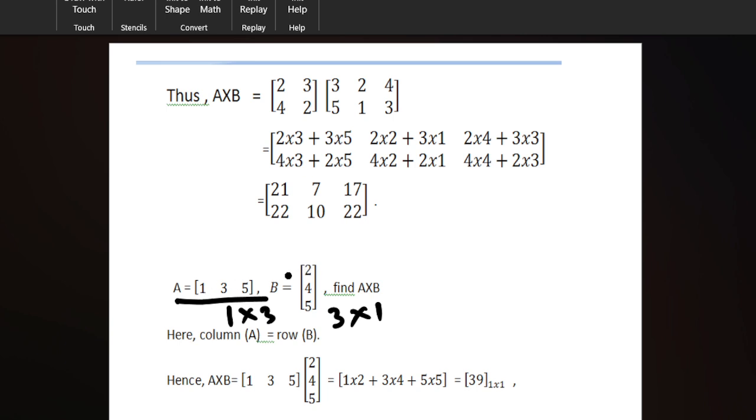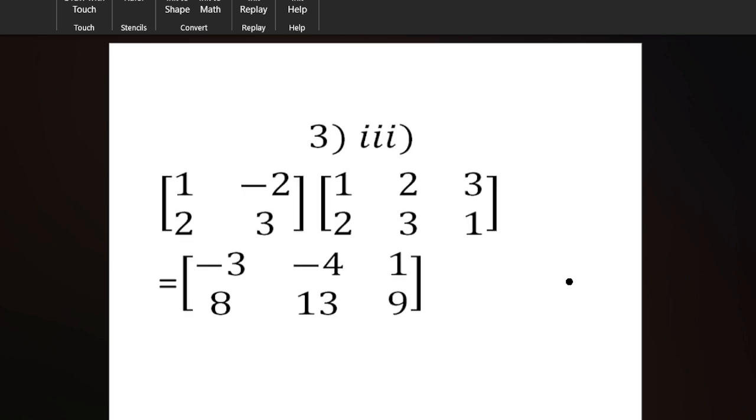So 1 into 2 plus 3 into 4 plus 5 into 5. So we'll get 39, of order 1 by 1. So we'll get a matrix of order 1 by 1, only one element. So this also we have seen, we have multiplied on this example.